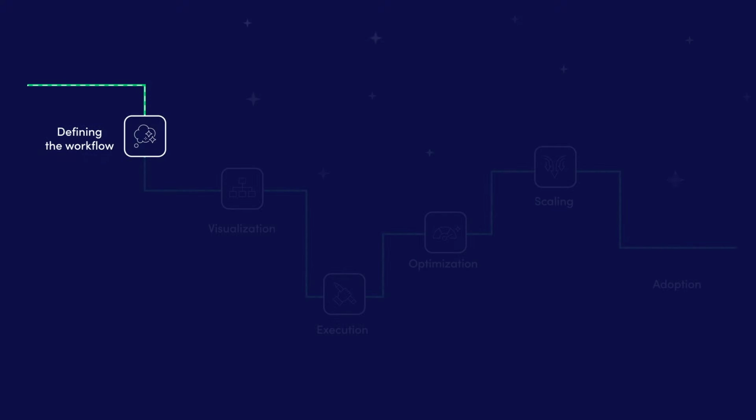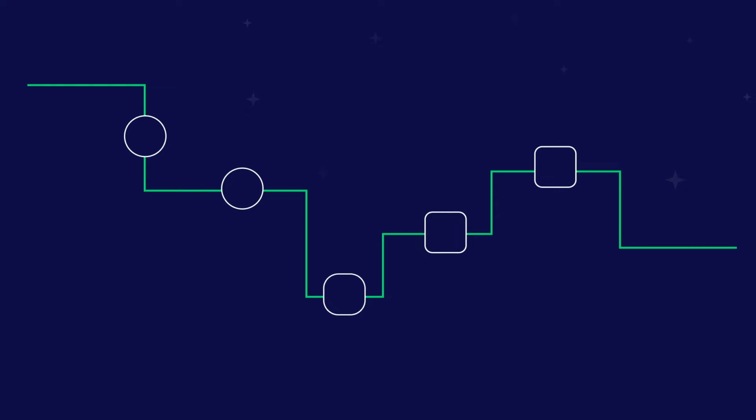You've finished defining your workflow. Time to pat yourself on the back and move on to the second step, visualization. In this step, you'll visualize what your workflow looks like by creating a process map.